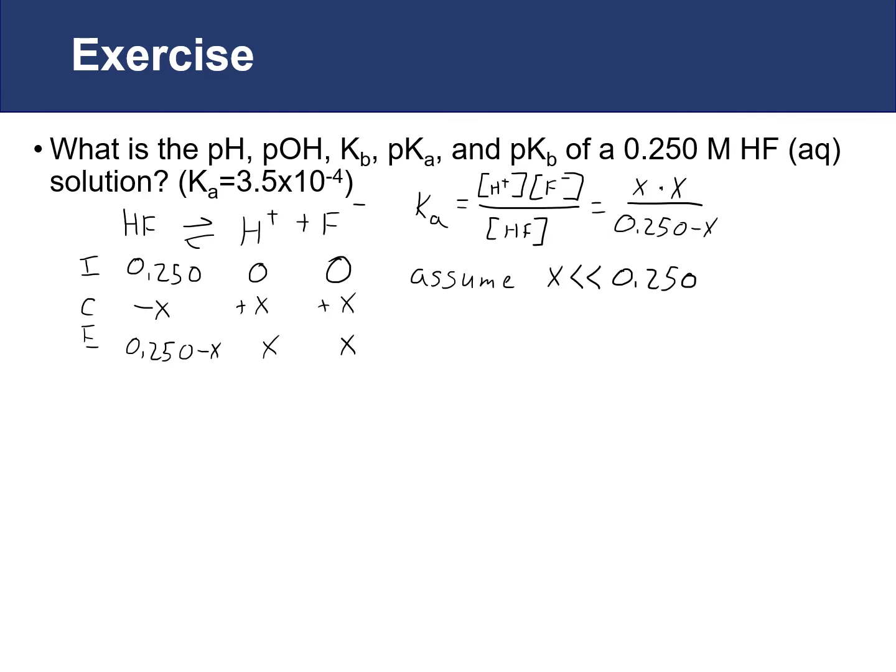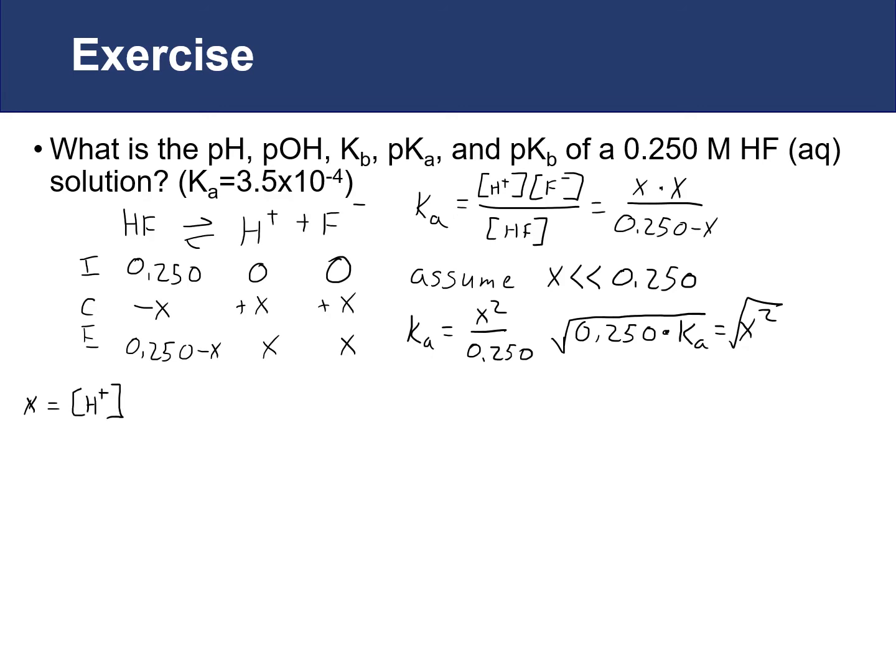So what that does for us is our Ka value would then be X squared over 0.250. We can rearrange to solve for X, moving the 0.250 to the other side. So 0.250 times our Ka value is equal to X squared. Then we take the square root of both sides, giving us X, which if we're looking at our ice table is equal to the concentration of our hydronium ions, our H plus ions.